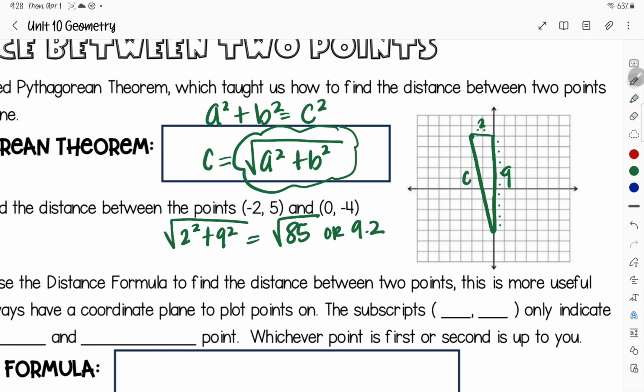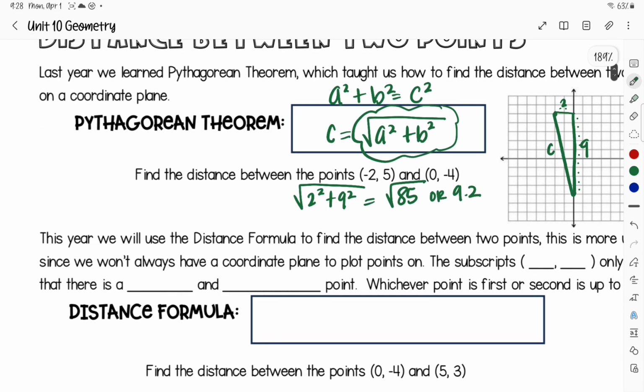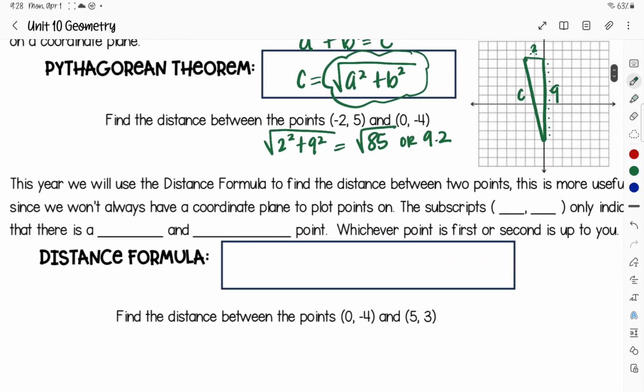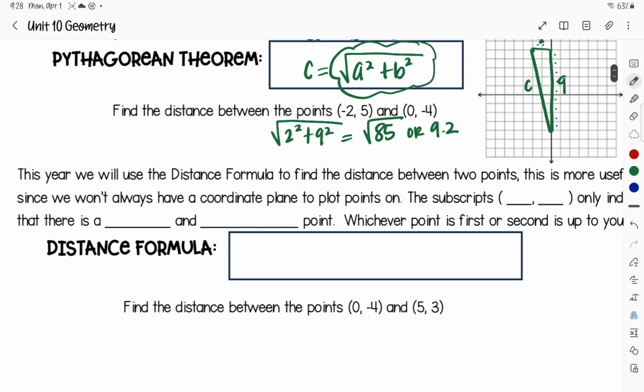All right, so now what we need to do is learn how to find this without drawing it on a coordinate plane, because with the Pythagorean theorem, you need to draw it out and you need to be able to count the sides of the right triangle that you create. But how do we do it when we don't have a coordinate grid, when we're just given the 2 points like we were here? So when that happens, we're going to use the distance formula. The distance formula is new this year. So this year we will use the distance formula to find the distance between 2 points. This is more useful since we won't always have a coordinate plane to plot points on.